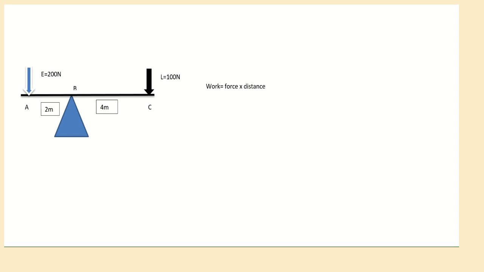Okay, let's try now to explain the effort work and the load work using this diagram that you see on your screen. From the previous lesson on work that we did in class, we saw that work is equal to force times the distance. Right. Now, let's use this relationship to come out with the relationship for work effort and workload.